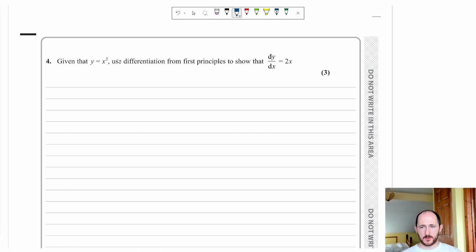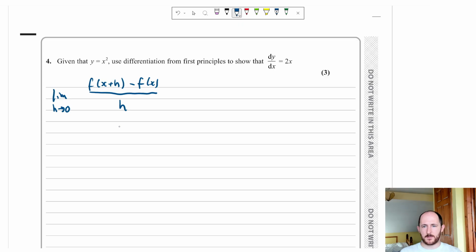I absolutely adore these questions, whether it's with sin x, cos x, whatever, because I think that they're nice 3 marks. Now, in terms of differentiation from first principles, all you need to do is take the limit as h tends to 0 of f of x plus h, minus f of x, all over h, and that's it.